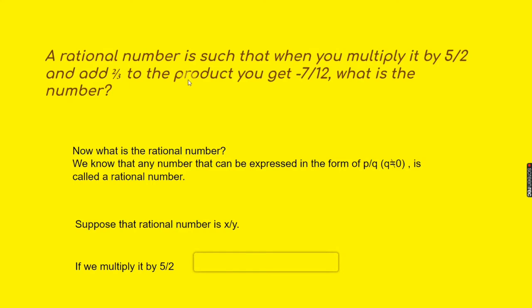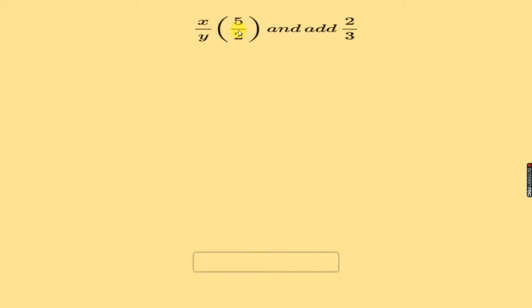This is given in our question, that a rational number is such that when you multiply it by 5 upon 2 and add 2 upon 3 to the product, you get minus 7 upon 12. We have done just according to our question. We multiplied 5 by 2 with the rational number, and then added 2 upon 3 with the product, that is equal to minus 7 upon 12.